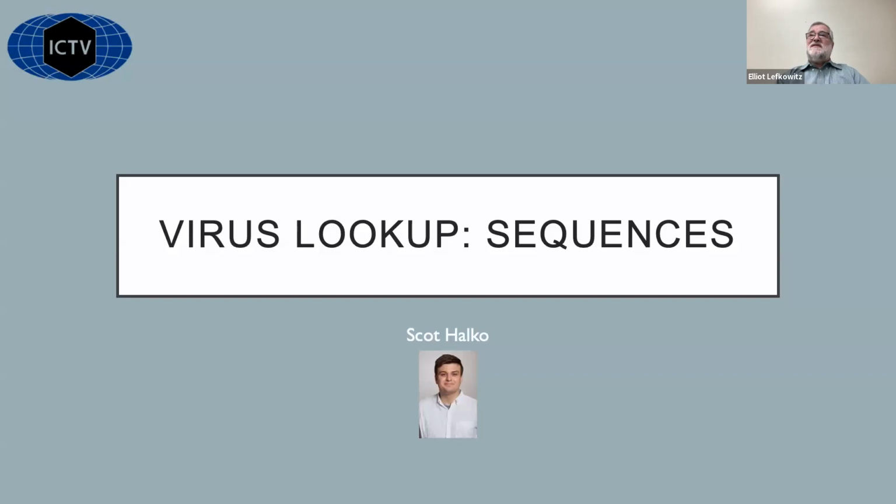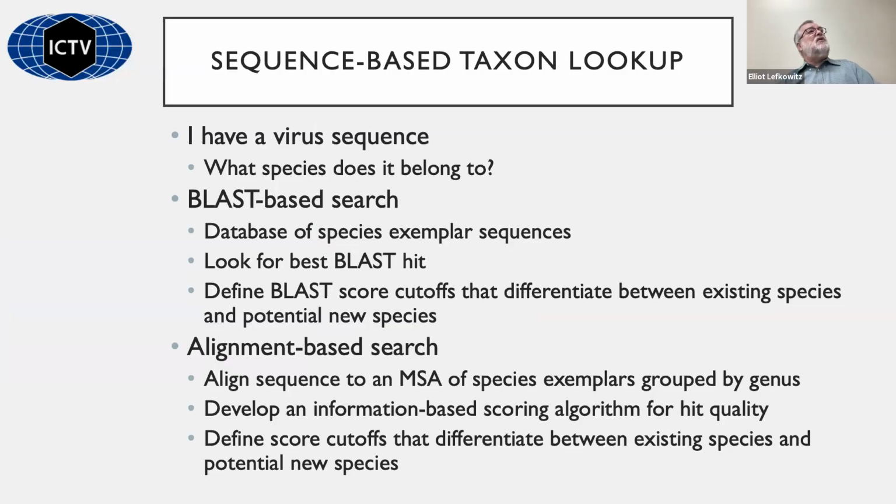One can ask a corresponding question. Let's start with the sequence of a newly isolated virus. And we want to find out whether that newly isolated virus is a member of an existing species or might be a member of a new species that needs to be created. So a graduate student of mine, Scott Halco, is working on this. He's looking at two approaches. One is a BLAST approach, in which we create a database of exemplar viruses, one for each species in the complete ICTV taxonomy, and we just search the newly isolated sequence against that database and see what hits best.